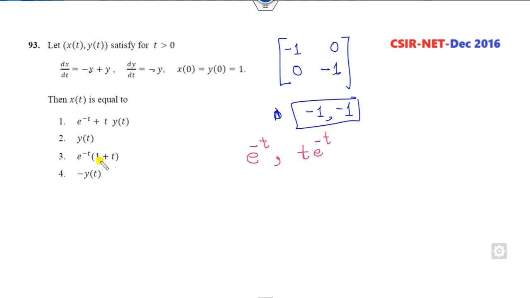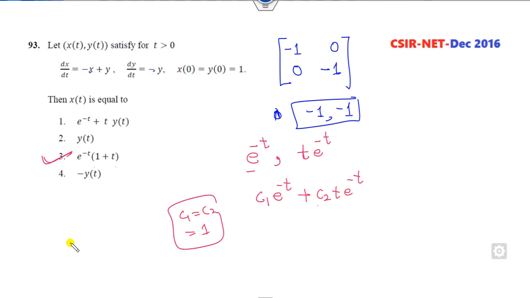So what is that? If I simplify, c1 e raised to power minus t plus c2 t e raised to power minus t. If I take c1 and c2 as both 1, it gives you this answer. Fine. It also gives you this answer, because if I just simply take this as my y of t, then what is the meaning of this? T times y of t, and c1 and c2 as my 1 is also the correct answer. These two options are cancelled.